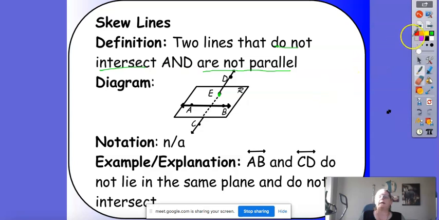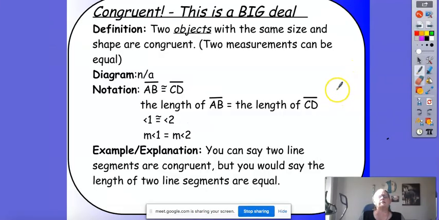Okay, last one, and this is the big deal. Congruent, this is a big deal. In fact, we even put it on the first two tests usually. Look at this. Two objects or shapes, but you want to think objects, with the same size and the same shape are congruent. Congruent, that's how you say congruent. Two measurements can be equal. If I'm talking measurements, though, I can't say they're congruent.